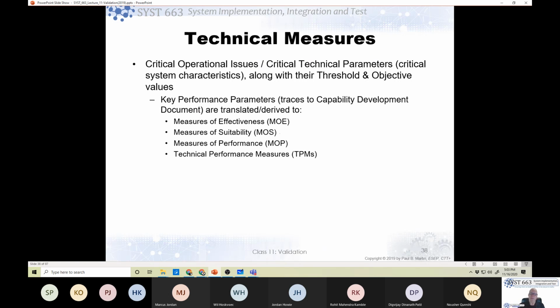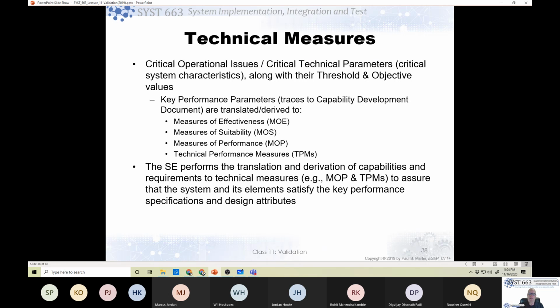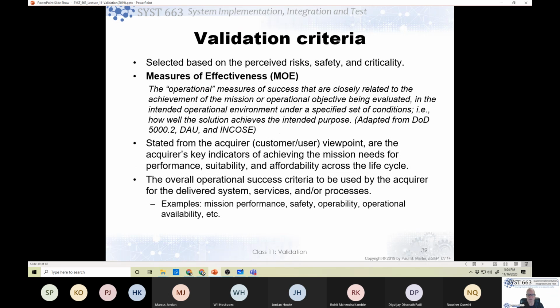MOE, we've talked about. That's the measures of effectiveness. Another aspect of a system and being able to meet its mission is measures of suitability. We'll get into that. But measures of performance, that's from a system standpoint, and then technical performance measures from an element standpoint. And of course, we system engineers are responsible for when that transition of the capabilities in the operational environment, that these measures are done so that we know how the system will operate when it actually gets deployed.